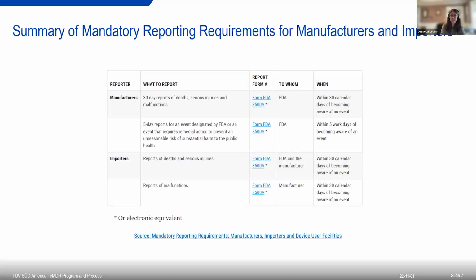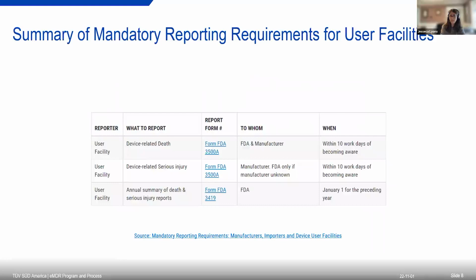For the user facility, if there are no reportable events that year, for the annual summary, do they still have to submit something that says, hey, there was nothing? Or can they skip it for that year? That is, again, something that I don't know in terms of the requirements. I will look it up. Definitely the guidance itself provides clear guidance there.